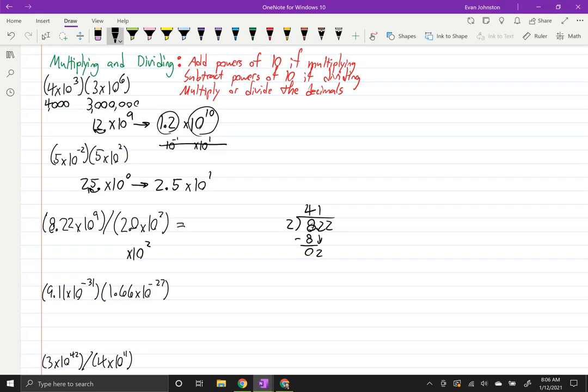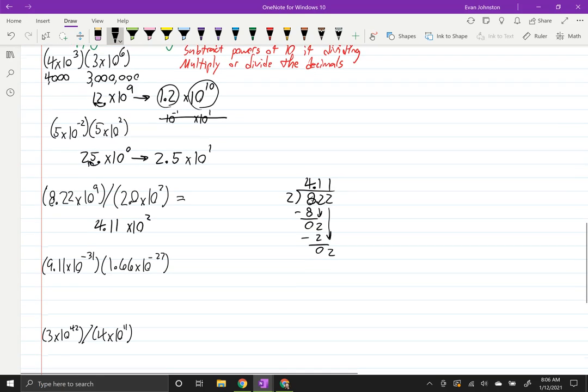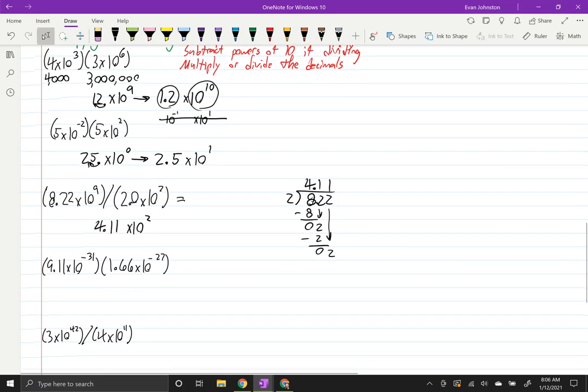We have a 1. And then 2 times 1 gives us a 2 again, so we have 0. And then this 2 flies down. We have 2 again. We have a 1. We can't forget the 0. So we just get 4.11 times 10 to the 2. That's actually a pretty easy one as far as how to do the math itself.